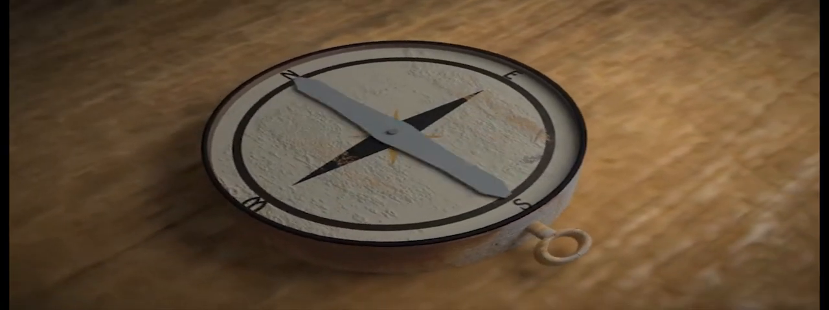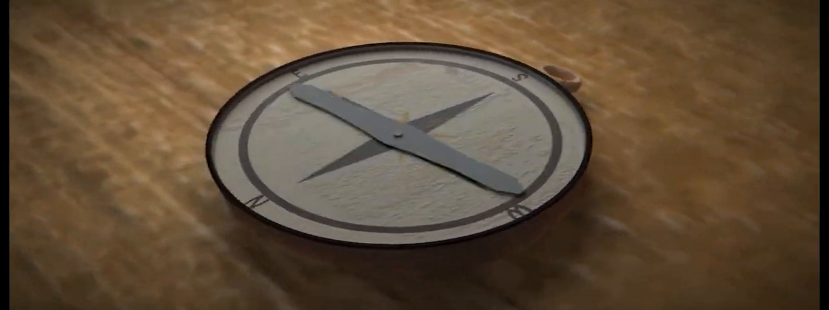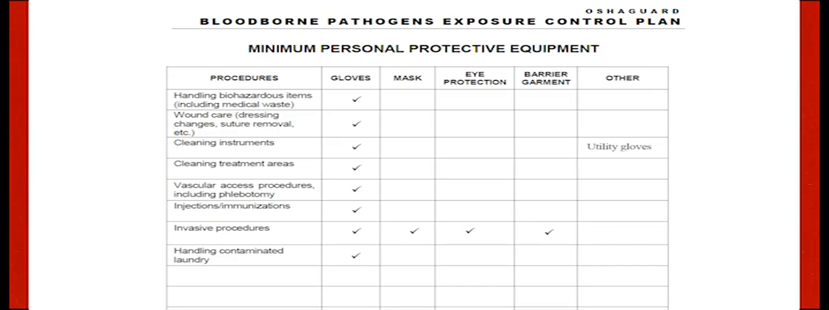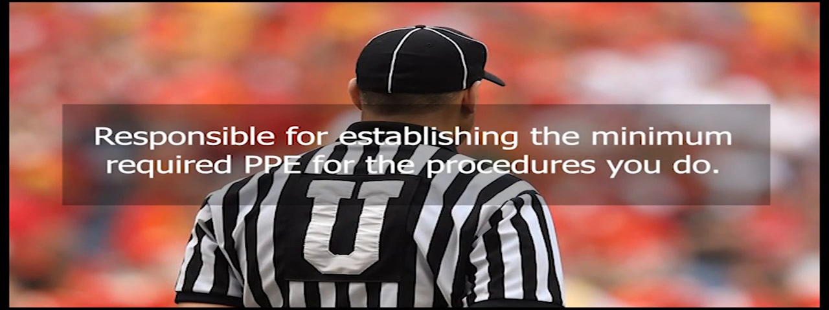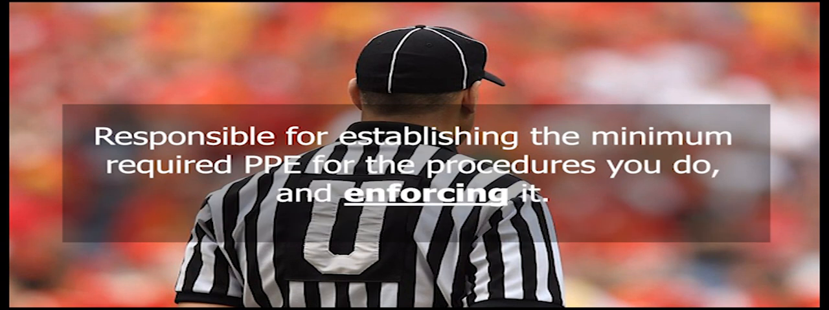Keep in mind, this is personal protective equipment as it relates to the Bloodborne Pathogen standard. Every facility's risk of exposure will vary depending on the types of procedures you do. Your safety and health officer has determined the minimum required PPE for the tasks you perform. This page is located in the exposure control section of your OSHA manual. This is the schedule of minimum required PPE for the tasks you perform. Your employer has a responsibility to not only establish the minimum to keep you safe, but to enforce that it's actually worn. So set realistic PPE requirements.